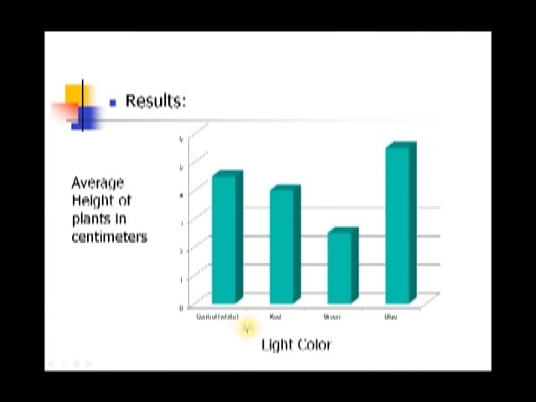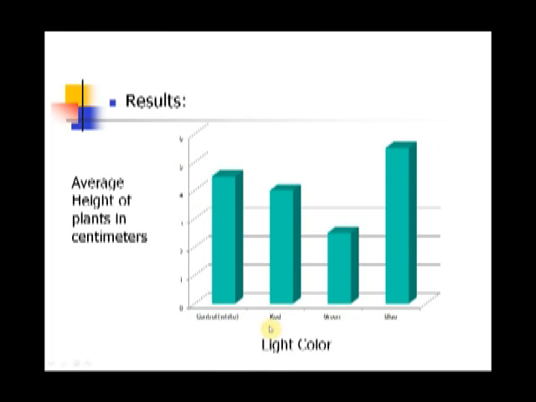We have the light color. Oh, the white light did pretty good. Red light, not too bad. Green light, not good. Very short, did not grow tall. Notice I put over here, average height, very precise titles. Average height of plants in centimeters. I say that so that we know these are centimeters over here. Down below here, I have what my different groups were.